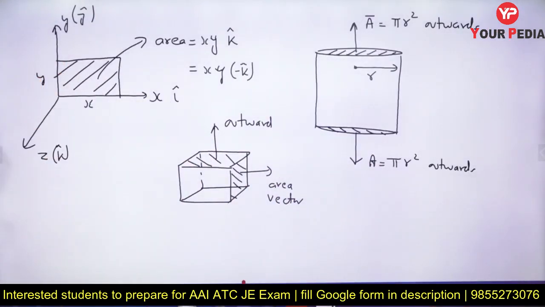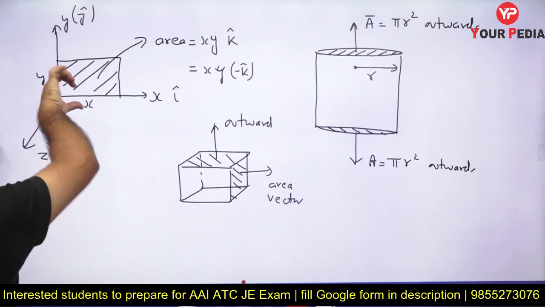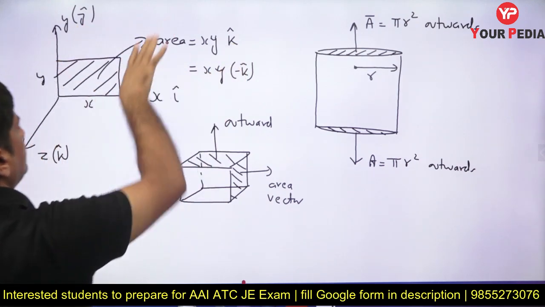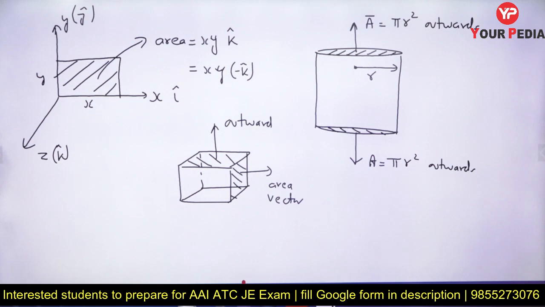Let me give you some questions here. I am giving you this shape having x dimension, y dimension. Now there is an area vector made up of x and y. Can you tell me what will be the area vector? Sir, x into y is the magnitude, and it can be plus k or it can be minus k. Outward, inward, anything.